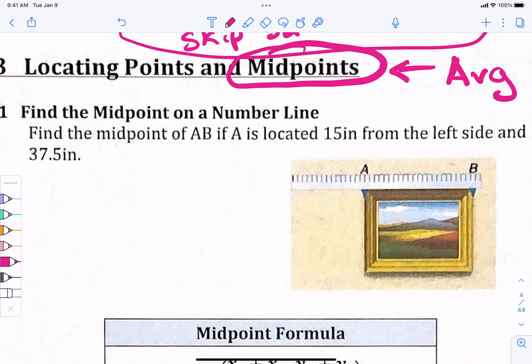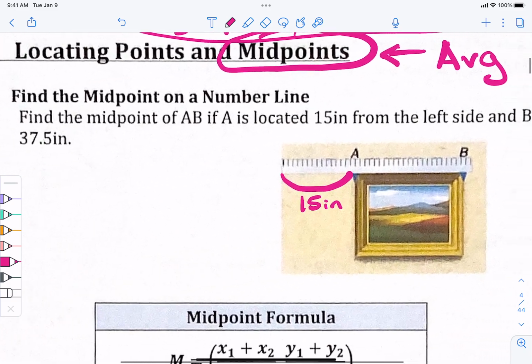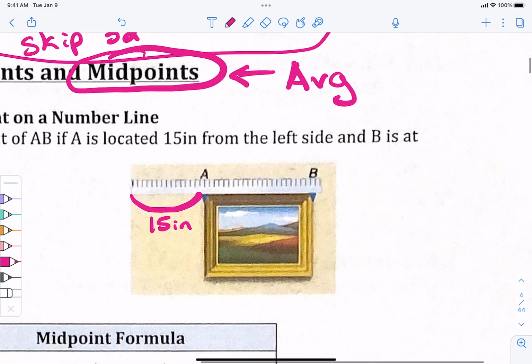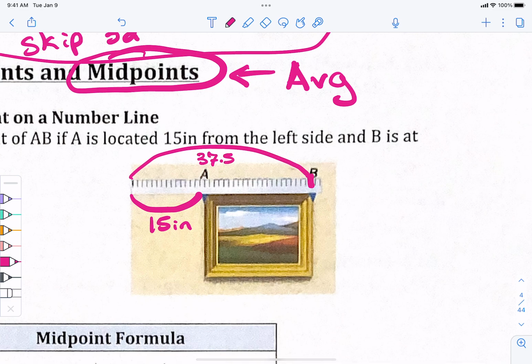Find the midpoint of AB if A is located 15 inches in from that side, so that is 15 inches in from the left side, and B is at 37 and a half inches in. Okay, so this point B right here is at 37 and a half inches in. I want to find the middle, like here. I want to find where that middle piece is. Okay, so how can I do that?